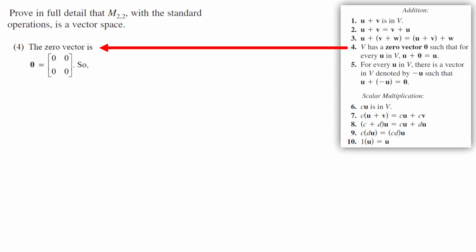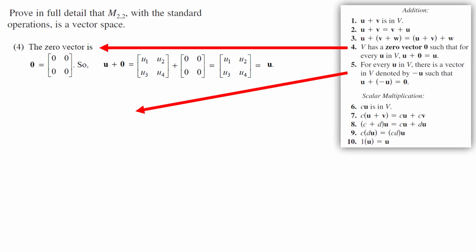For the fourth axiom, we're looking for the zero vector. The zero vector in this case is a 2 by 2 zero matrix. U plus 0 is a 2 by 2 matrix. U1, U2, U3, U4 plus this zero matrix 0, 0, 0, 0 is basically nothing but adding the corresponding entries together. U1 plus 0 is U1, U2 plus 0 is U2, U3 plus 0 is U3, U4 plus 0 is U4, which is basically U. So the fourth axiom is met as well.